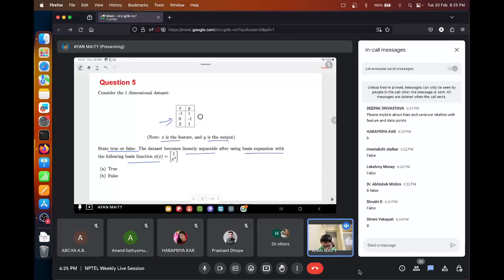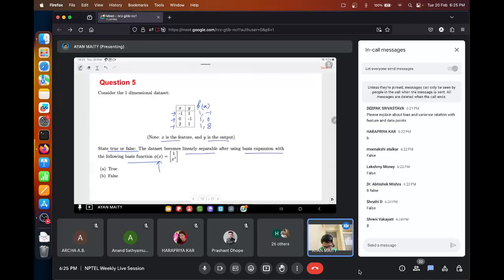For this question, for every point you have to compute this phi x basis expansion. For the first point, x is minus 1, so it would be 1 comma minus 1, since minus 1 whole cube is minus 1. For the second point, which is 0, it would be 1 comma 0, and for the third point it would be 1 comma 8, since 2 cube is 8.